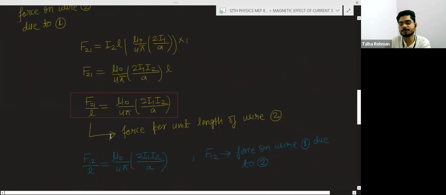This force per unit length we have calculated in the last class.